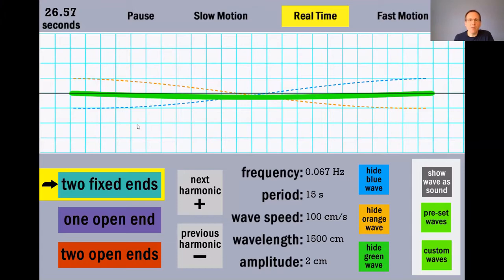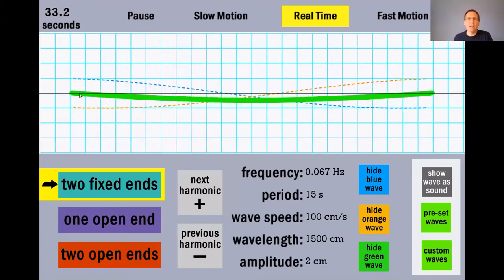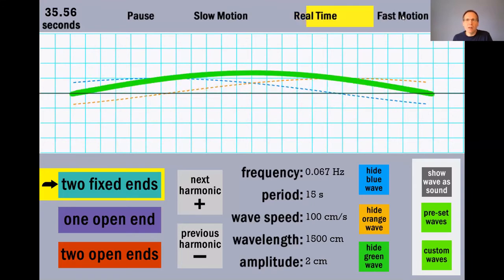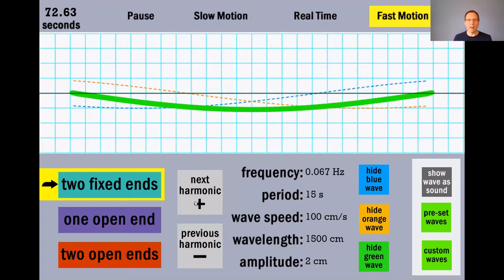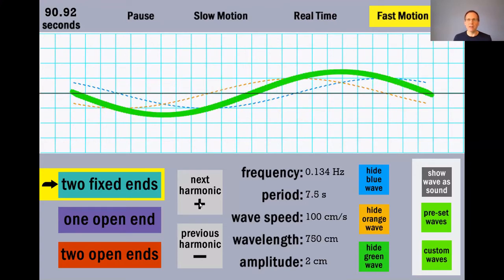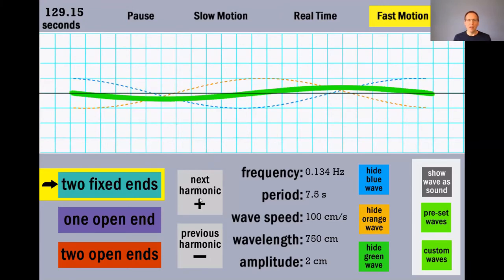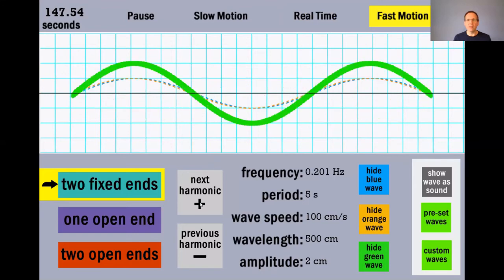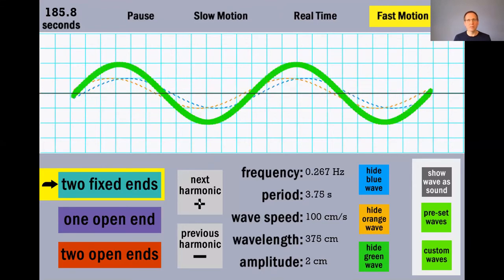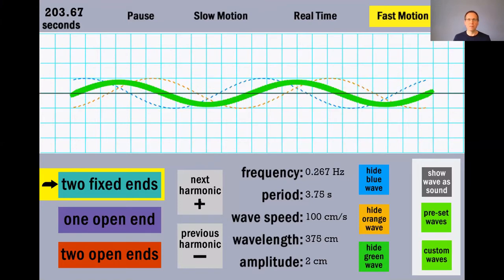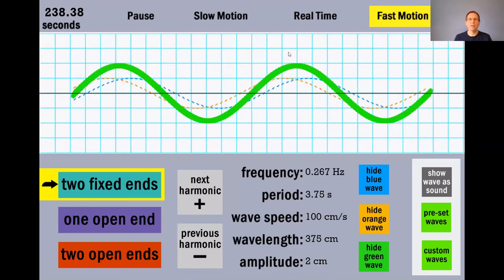Okay, and again, when you see one loop like this, that's what's called the fundamental frequency. So when we do the experiment with the string, you're gonna see one loop. If I click on next harmonic here, you're gonna see two loops, which is like a full wavelength. And then 3 loops, and then 4 loops. Okay, so again, the thick green is the standing wave.